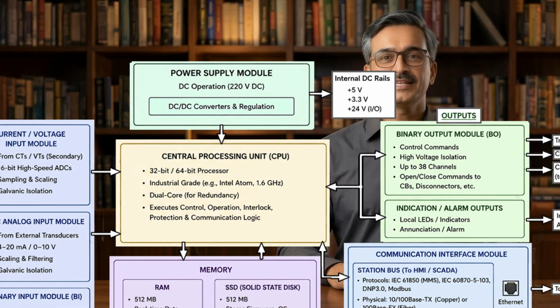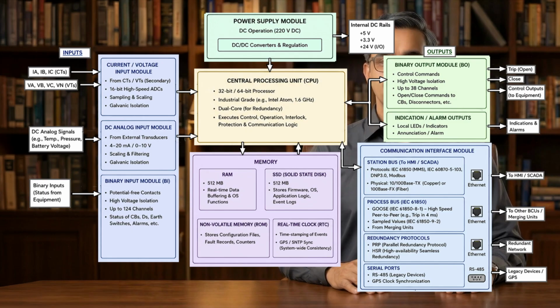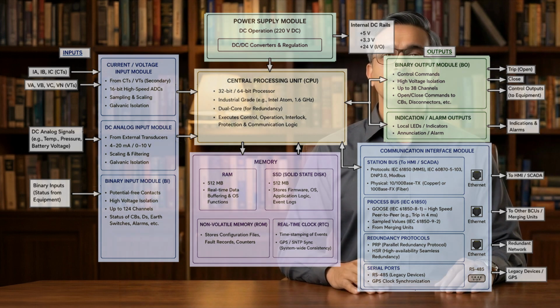So, to summarize, a BCU is a powerful, intelligent device that sits between the physical substation equipment and the control room. It processes analog and binary inputs, runs protection and interlocking logic, communicates using modern protocols like IEC 61850, and drives outputs to operate breakers and disconnectors. Understanding the internal architecture of a BCU is essential for anyone working in substation automation or protection.